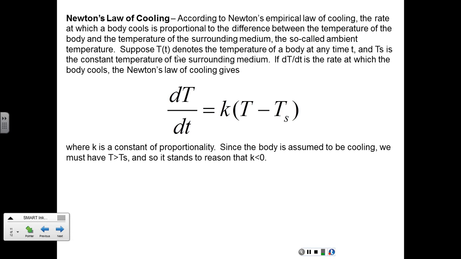Suppose that the temperature with respect to time denotes the temperature of a body at any time t, and T sub s is the constant temperature of the surrounding medium. This is the formula for Newton's law of cooling, which is most of the time a separable equation. Solve it by separation of variables.